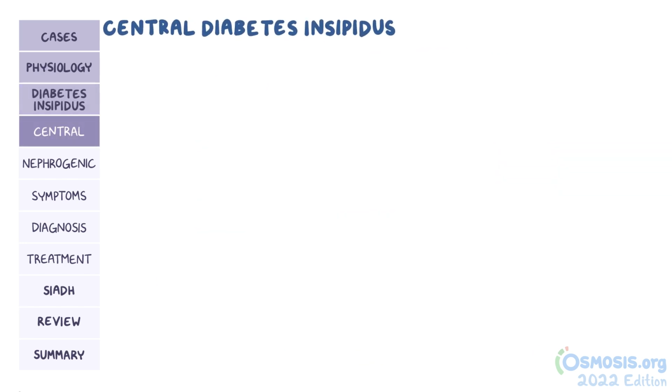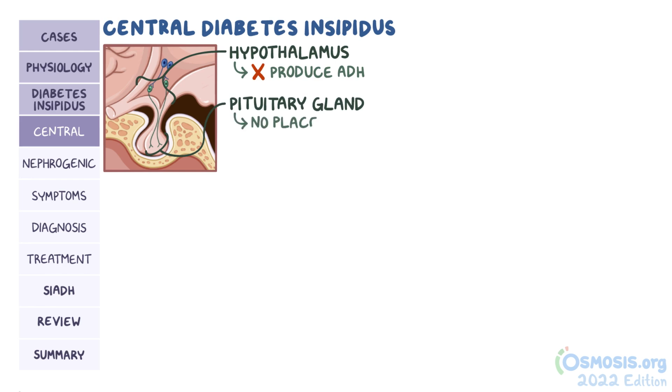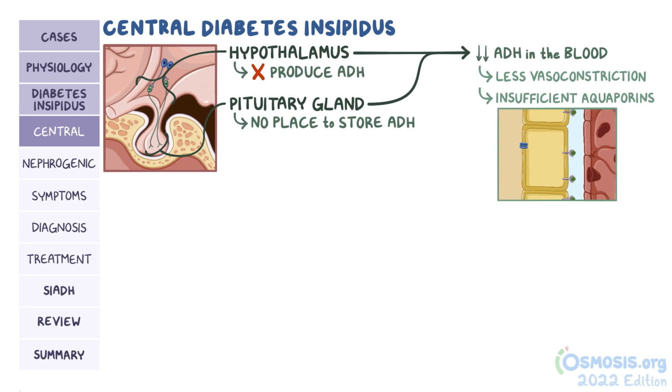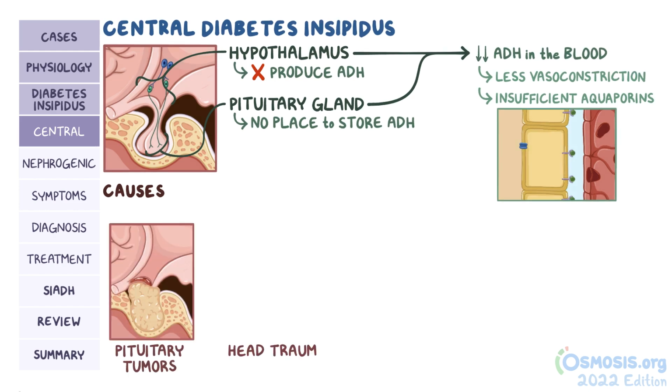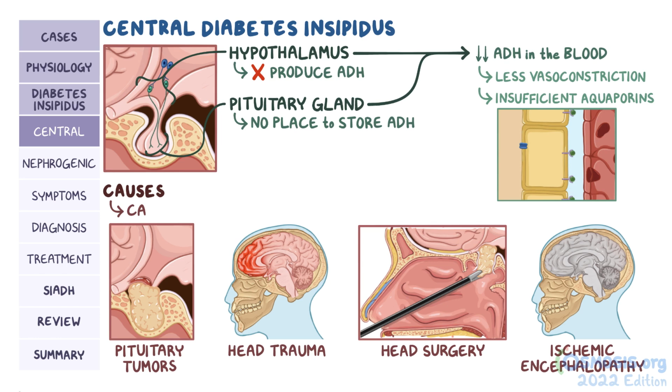Let's start with central diabetes insipidus, which can be caused by conditions that affect the hypothalamus, in which case it won't be able to produce ADH, or conditions that affect the pituitary gland, in which case there's no place to store the ADH, and in some cases, both the hypothalamus and the pituitary gland are affected. As a result, there's insufficient ADH in the blood, and that means there is less vasoconstriction and insufficient aquaporins in the distal convoluted tubule and collecting duct. Some causes of central diabetes insipidus include pituitary tumors, head trauma, head surgery, ischemic encephalopathy, autoimmune conditions, or sometimes the cause can be idiopathic.